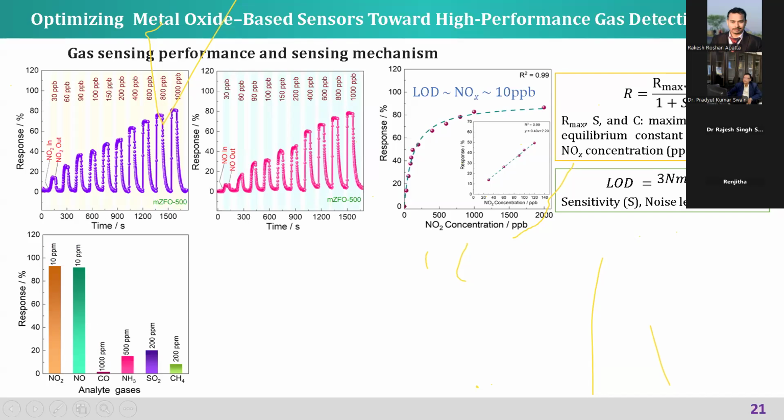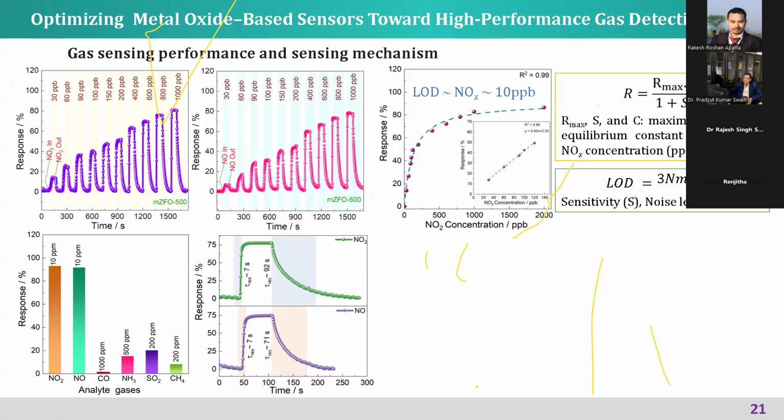In this case, the sensor is responding only to NO2 and NO. For all the other gases, like CO, NH3, SO2, and CH4, the response is low. Now we come to the calculation of the response and recovery time.